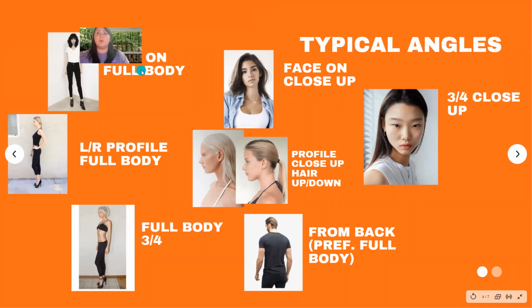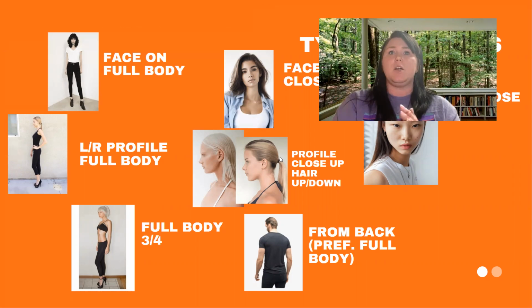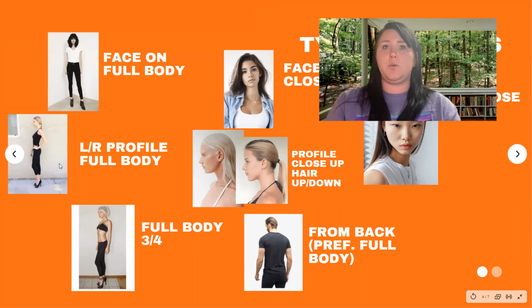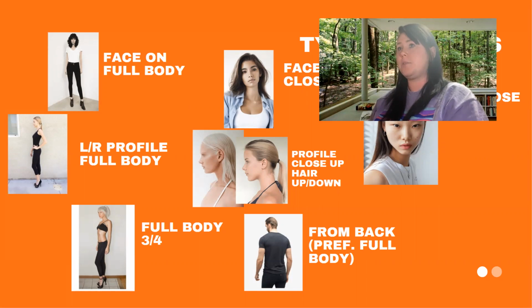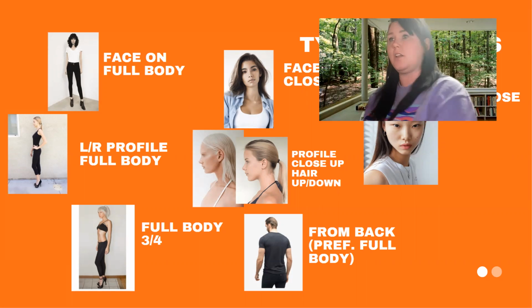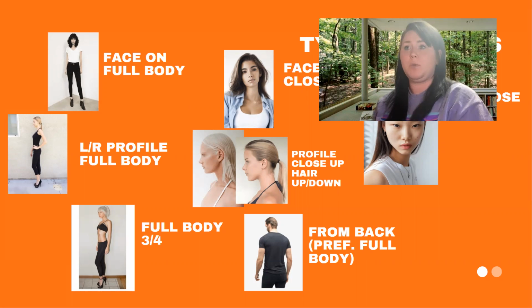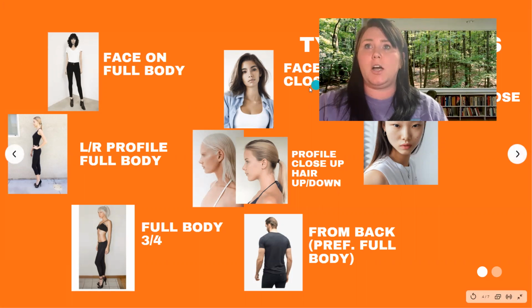Okay, so these are the typical angles. I'm going to make my thing bigger. We have face on, full body. Then you can do a left or right, or both, profile, full body. Profile means facing to one side. Then we want to do a full body 3/4, so you're kind of diagonal from the camera, not fully facing. A lot of people will look with their head at the camera. She's not in this picture, but most people do. And then a face on close up, more like a headshot.